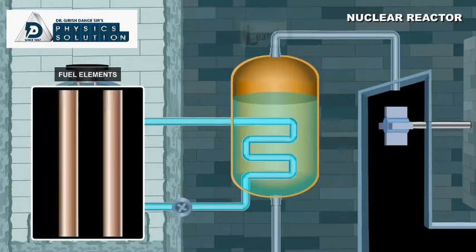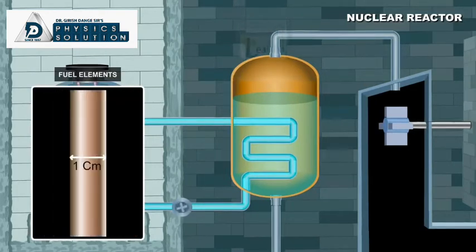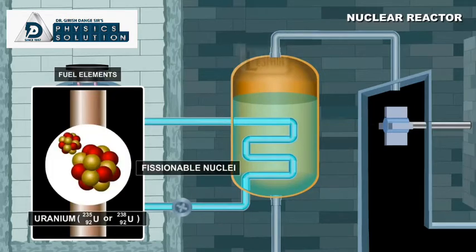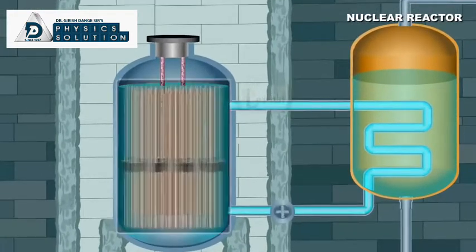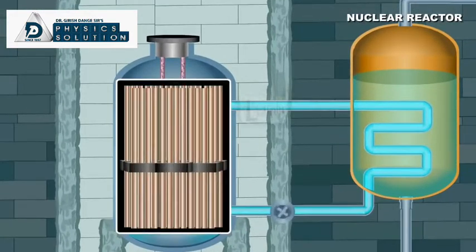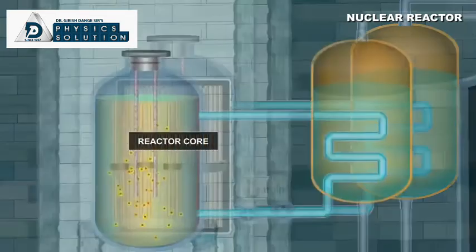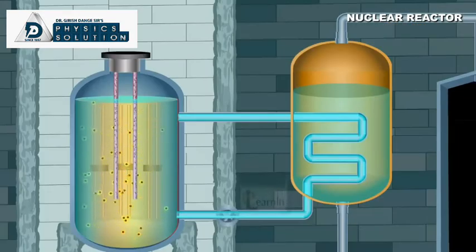In fuel elements, there are uranium rods of diameter 1 cm, uranium 235 and 238. Such uranium rods are in thousands in number, and they are stored in the nuclear reactor as fuel elements. This is known as the reactor core.